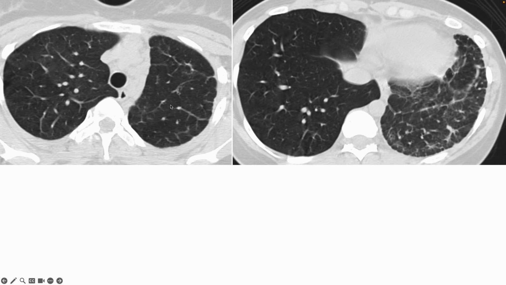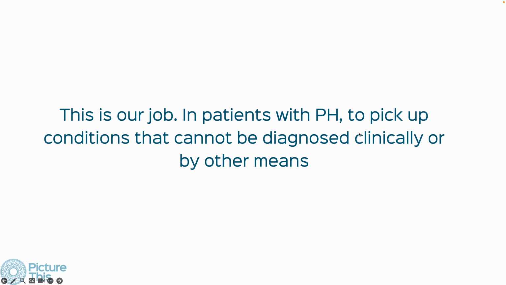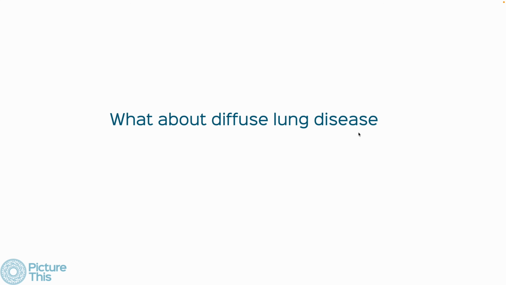You get a dysplastic lung over a period of time because there's no blood supply. There's no pulmonary arterial supply. Everything now just depends upon the bronchial artery circulation. So there's no gas exchange. The lung is not participating in that. And this is a classic dysplastic lung that you see with these findings. So this is our job in patients with PH, to pick up conditions that cannot be diagnosed clinically or by other means. Now, what about diffuse lung diseases?